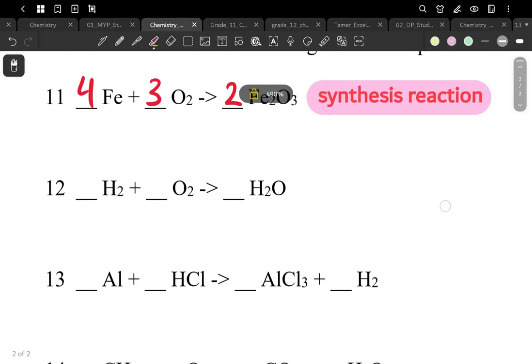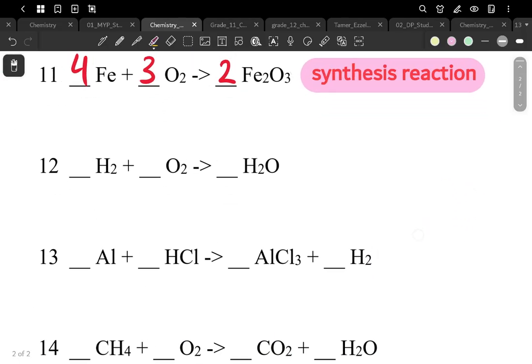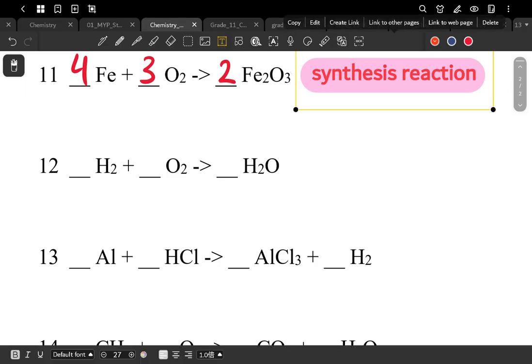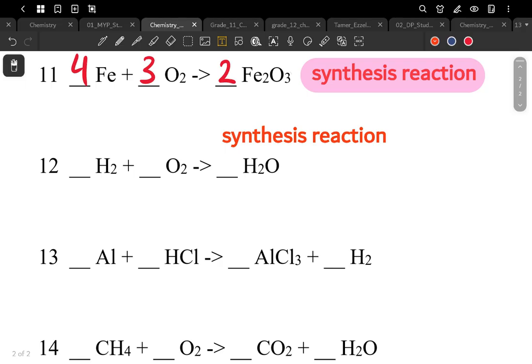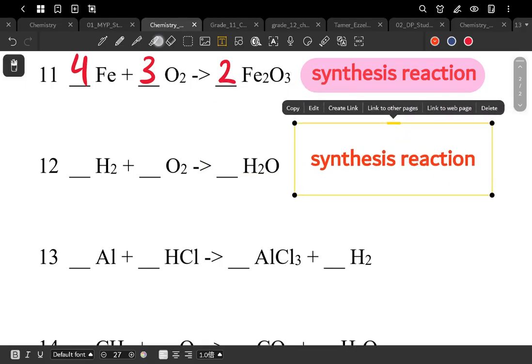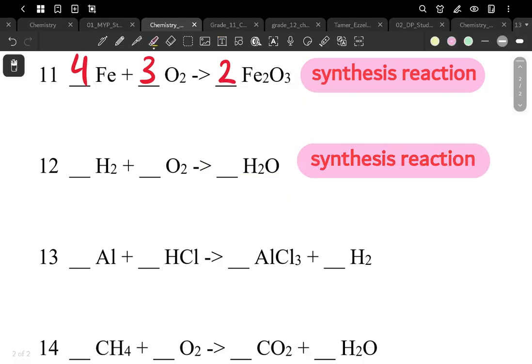The second one: hydrogen and oxygen react together to form water. This is also a synthesis reaction. Why is it a synthesis reaction? How do I know? Because 2 species form 1 species, which means 2 reactants form 1 product. This is a combination of hydrogen and oxygen to form water.